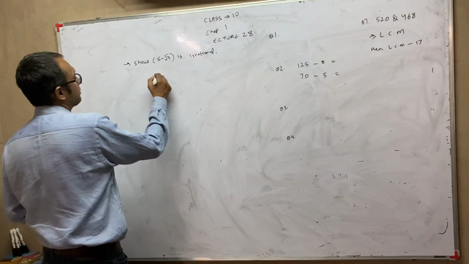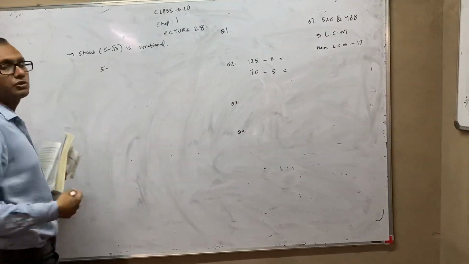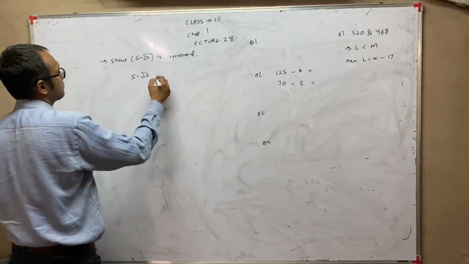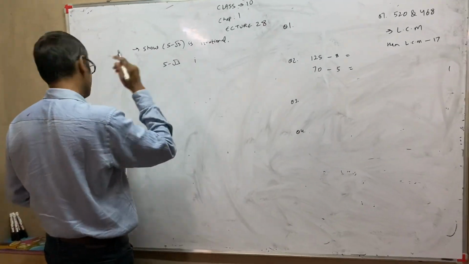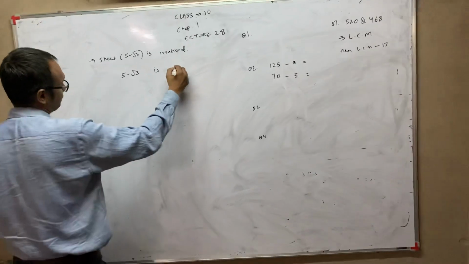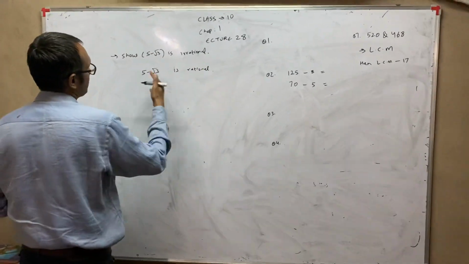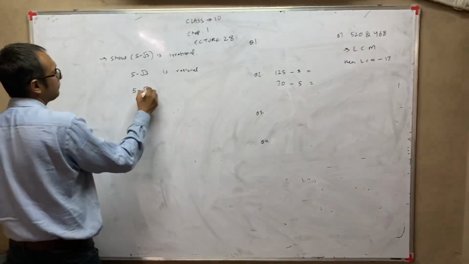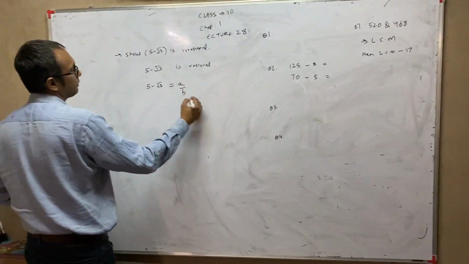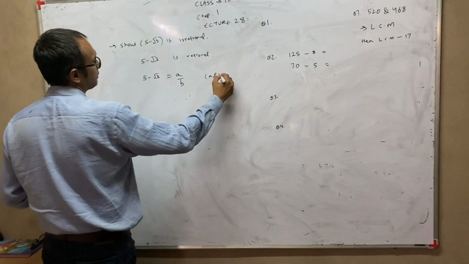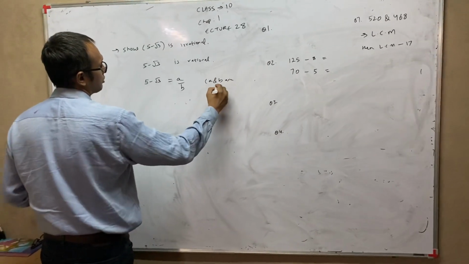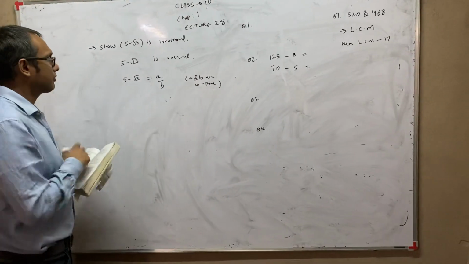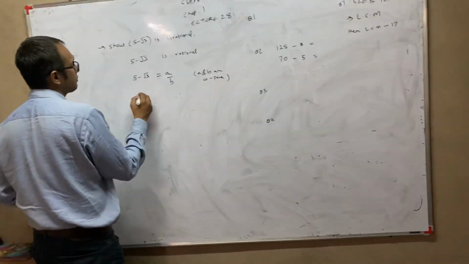So first step you have to do, you have to assume the opposite of it. See, assume 5 minus root 3 is rational. And because it is a rational number, we can represent it in the a by b form, where you can say a and b are co-prime.